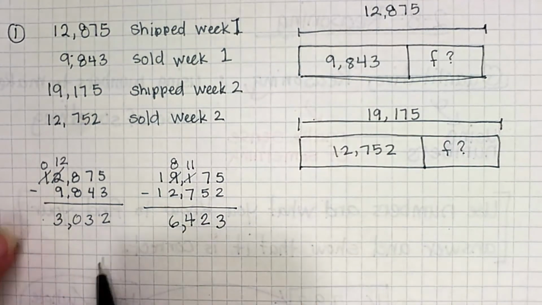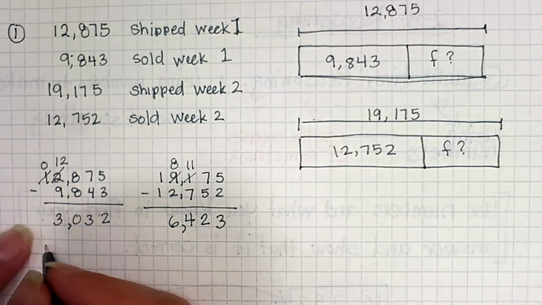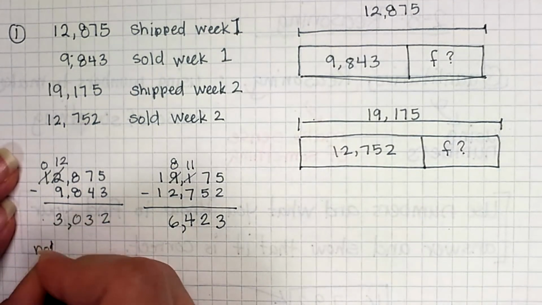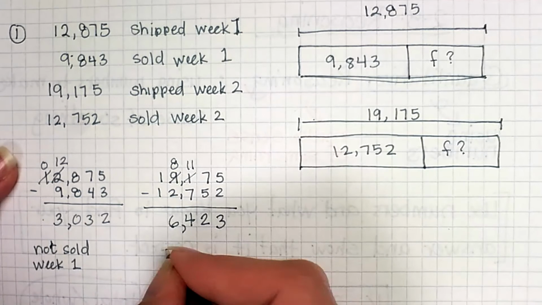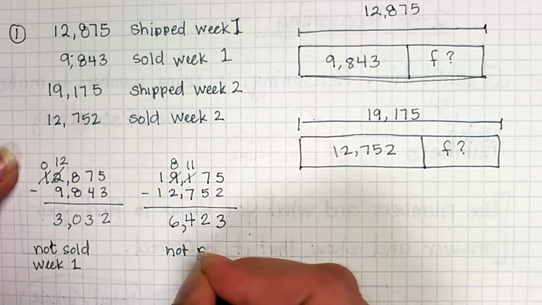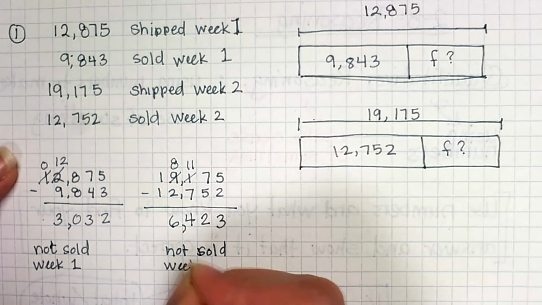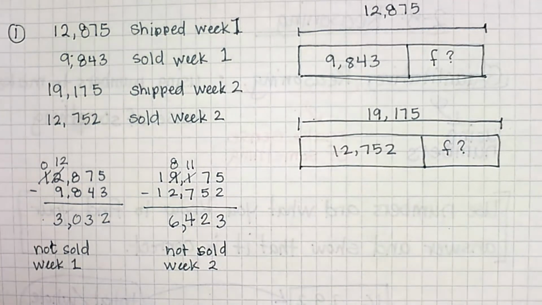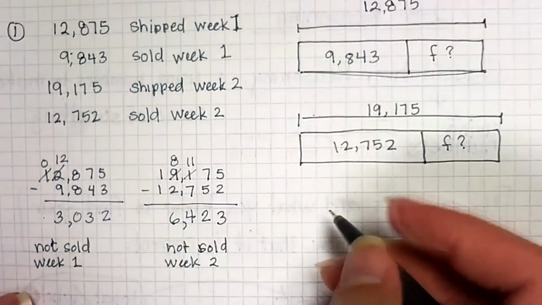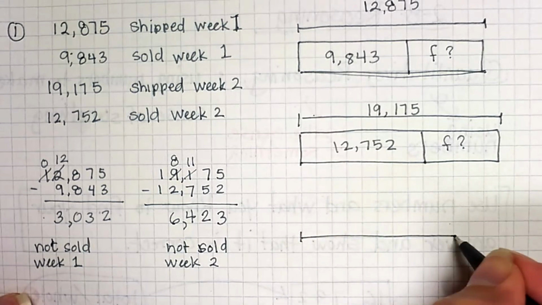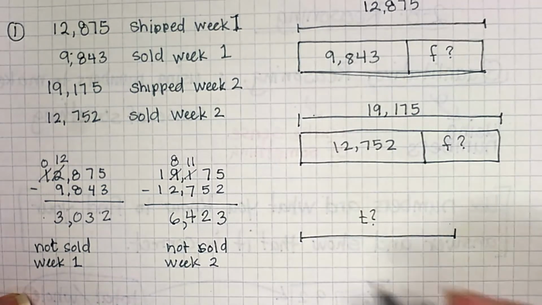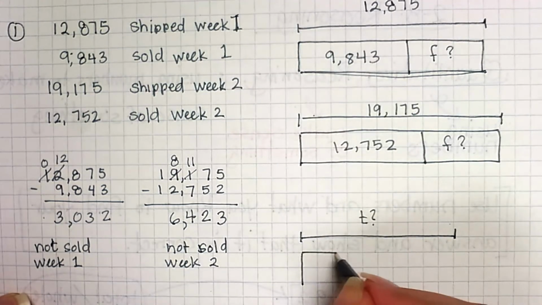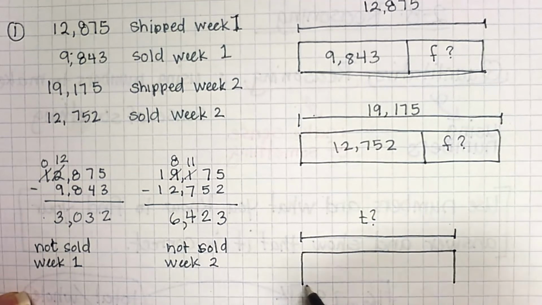So I know the fidget spinners over here that were not sold during week 1. Not sold week 1. And over here, these are the ones that were not sold week 2. Okay, now the question is asking me, what are the total fidget spinners that were not sold? So I can make another bar diagram here. And my mystery number over here, my total, is going to be on top. Now I know both my parts because those are the two numbers that I just came up with.